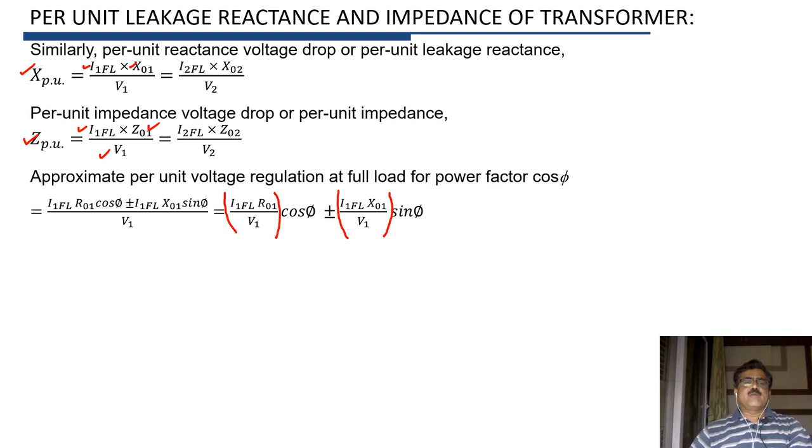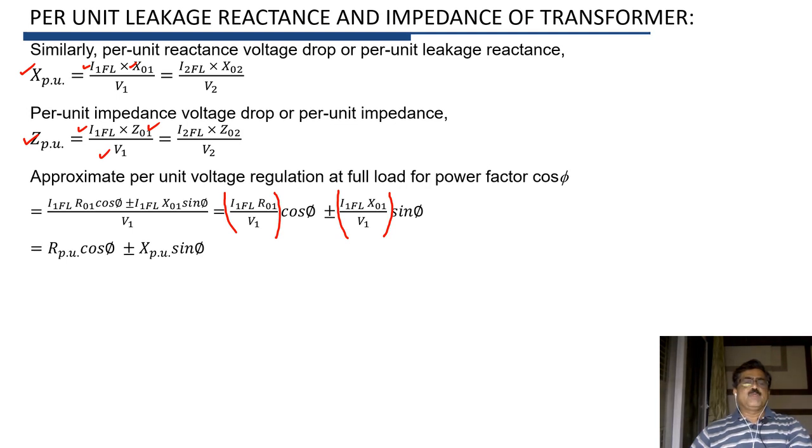But what is I1 full load R01 upon V1? It is nothing but RPU. And what is I1 full load into X01 upon V1? It is nothing but XPU. And therefore, percentage regulation can be written as RPU into cos phi plus or minus XPU into sin phi.